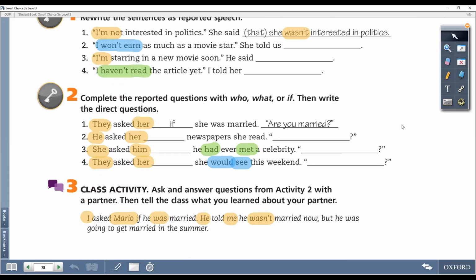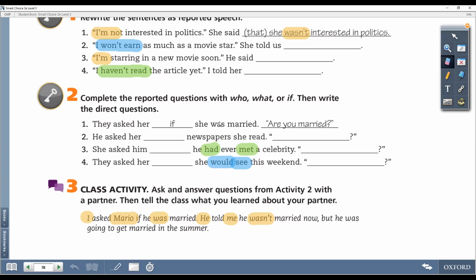Okay? So here, let me clear these drawings here. All right, so let's see the pronouns first. They asked her. I don't know why I highlighted these pronouns here, but anyway, just for you to know. Okay, guys, maybe I wanted to call the attention to the pronouns, but anyway, the first one, they asked her if she was married. So here the direct question would be, are you married?